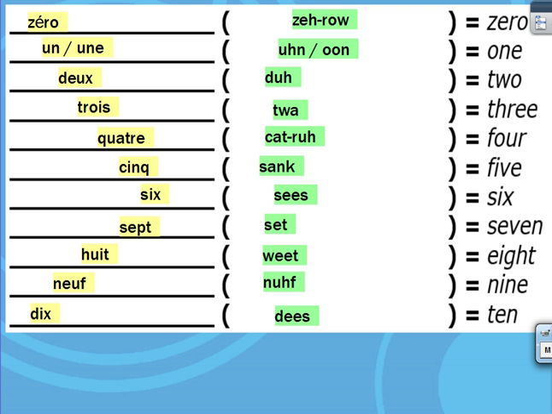The word for 2 is deux. The word for 3 is trois. The word for 4 is quatre. The word for 5 is cinq. 6 is six. 7 is sept. 8 is huit. 9 is neuf. And 10 is dix.